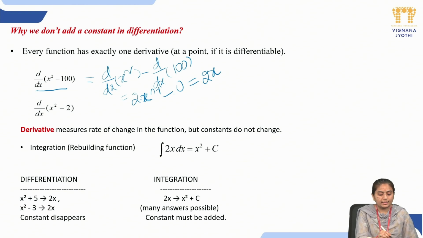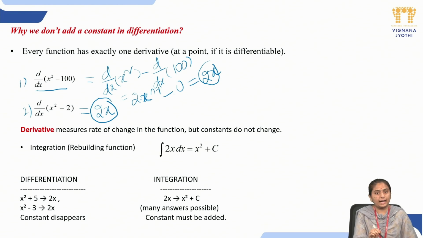And here is another example, this is the first one and this is the second one. If you see d by dx of x square minus 2, it will again become 2x. So even though the functions are different, the first polynomial x square minus 100 and the second polynomial x square minus 2, both give the same result, right? But the constant does not get added in differentiation. Why? That is our question. Because the derivative measures the rate of change of the function but not the constant. So constants do not have much effect.